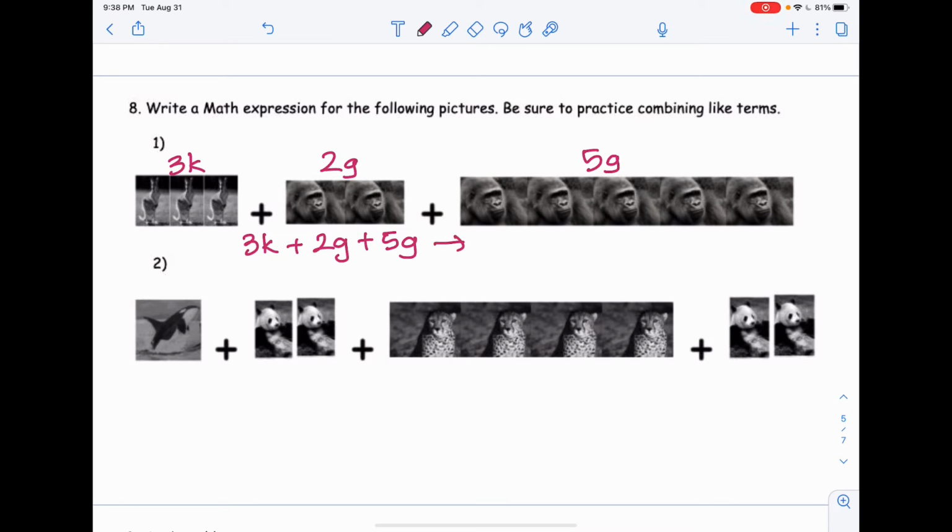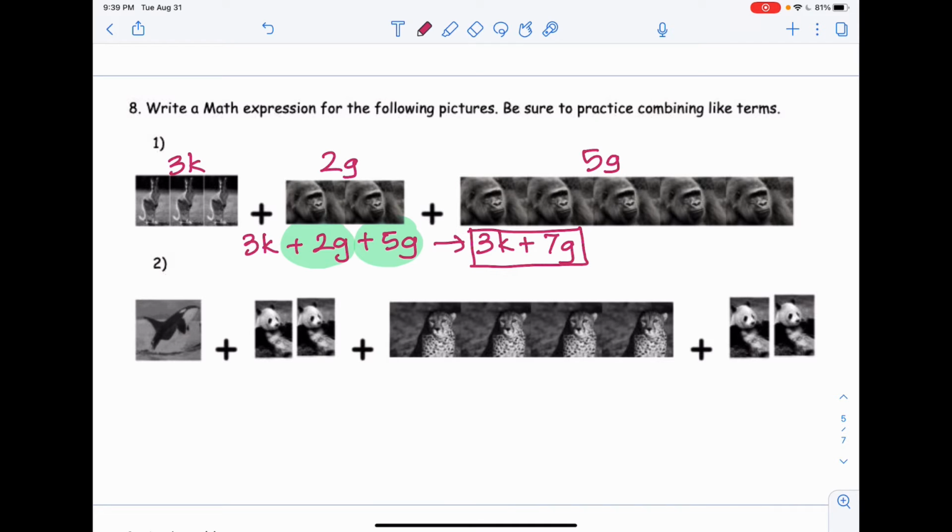And then from here, I see like terms. So we have positive 2g and then positive 5g. Please make sure to circle also the sign in front of the terms. And then if you combine these like terms, it is going to be 3k plus 2 plus 5 is 7. So 7g. This will be the final answer.